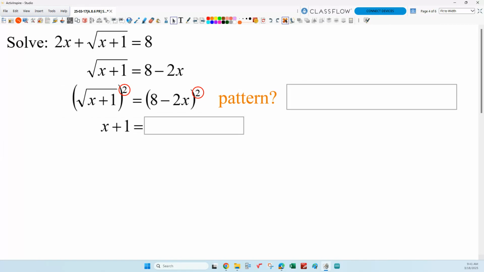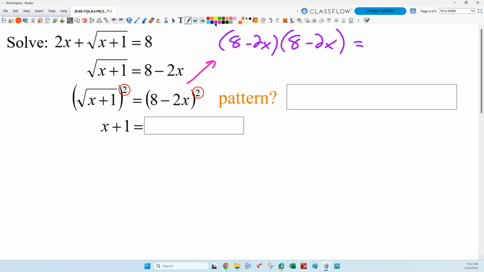Now, you don't have to use it, though. I want to make the point here: anytime you're squaring something like this, I'm multiplying it by itself. That's all squaring means, right? So we could just do this, and this is fine. We could just write this as 8 minus 2x times 8 minus 2x and FOIL it. That's no big deal, right?